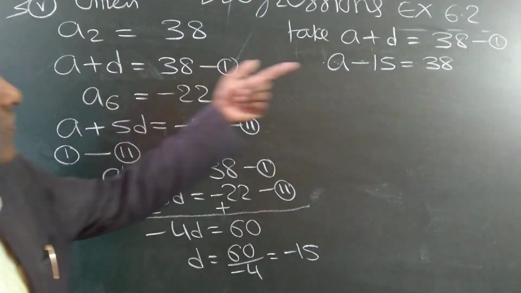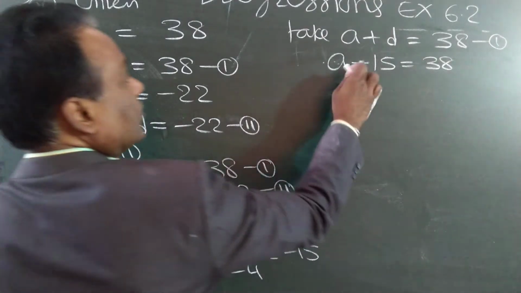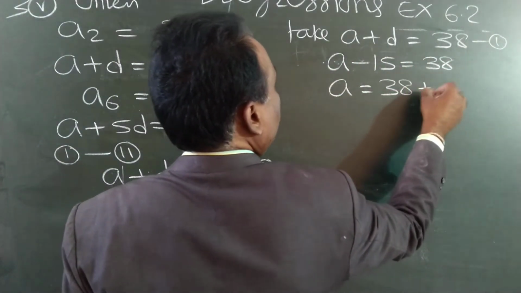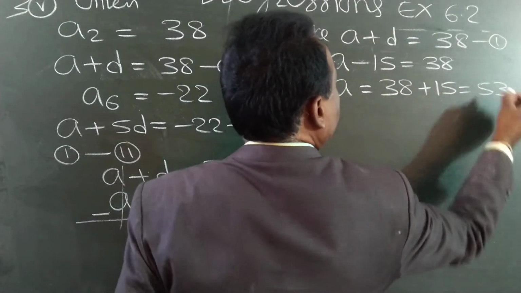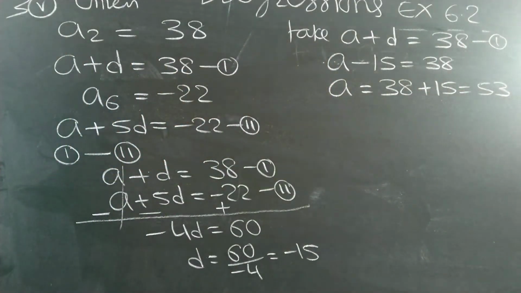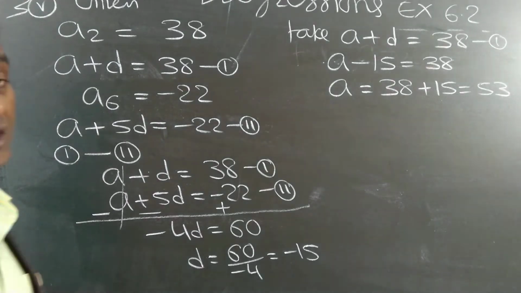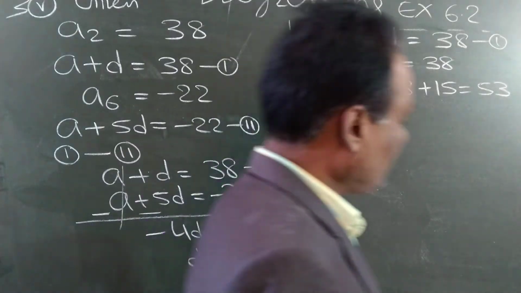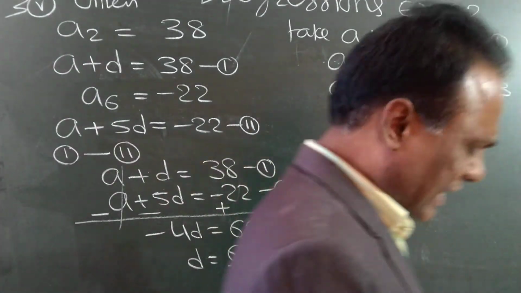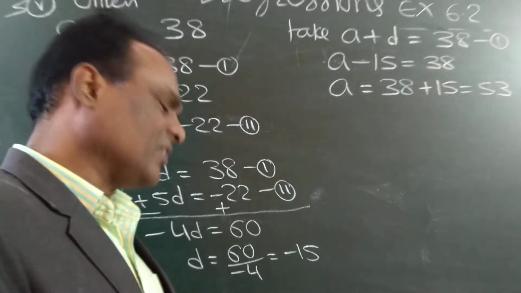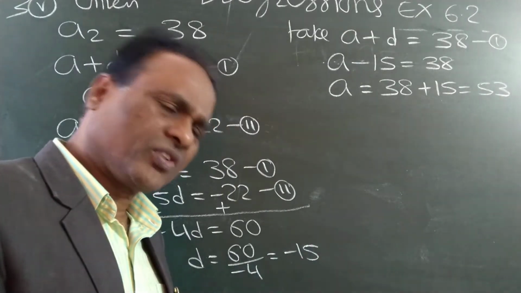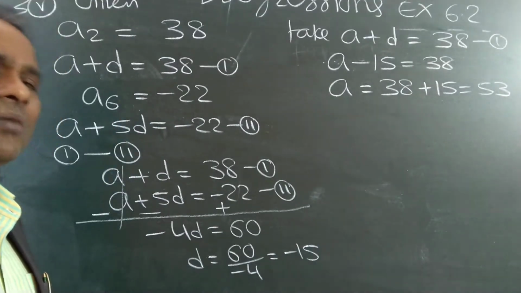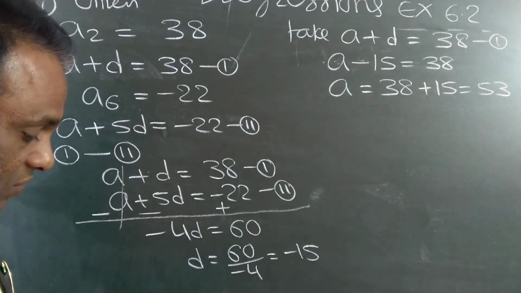First equation, A plus D is equal to 38. D is minus 15. Minus 15 that side, plus 15. 38 plus 15 is 53. Now, we got the A value and D value. Now we can write any term. Even if the 100th term is asked, or the 1000th term, we can write any term. Because if A and D are known, any term of this AP we can write. So, what is the question?